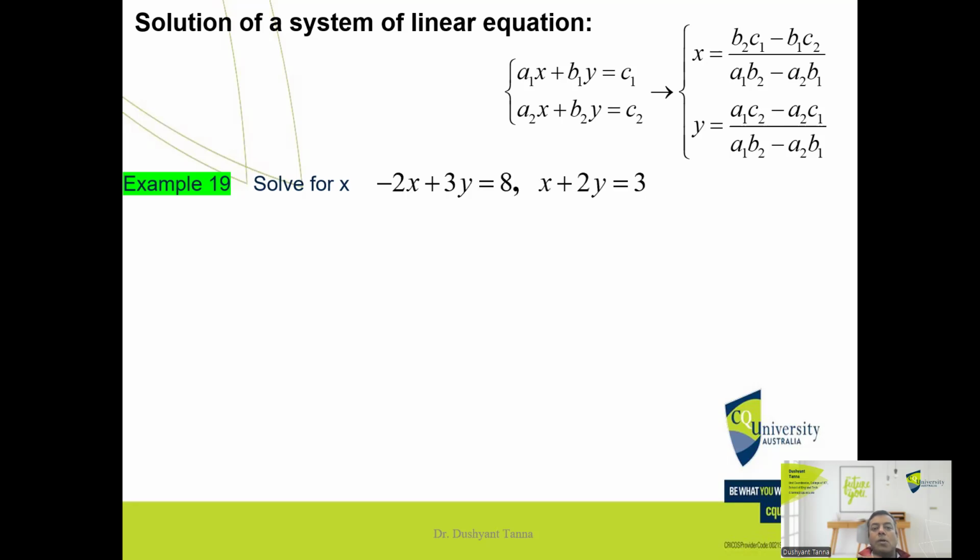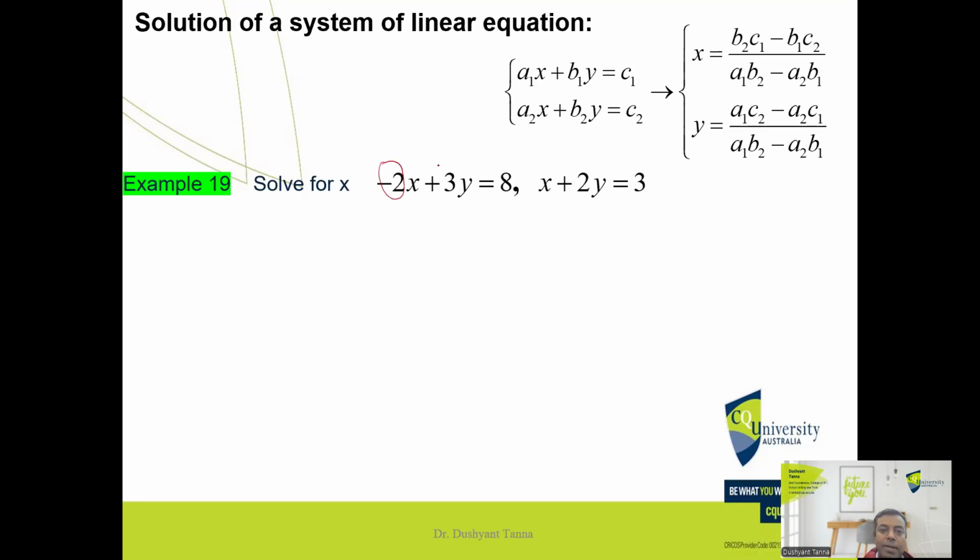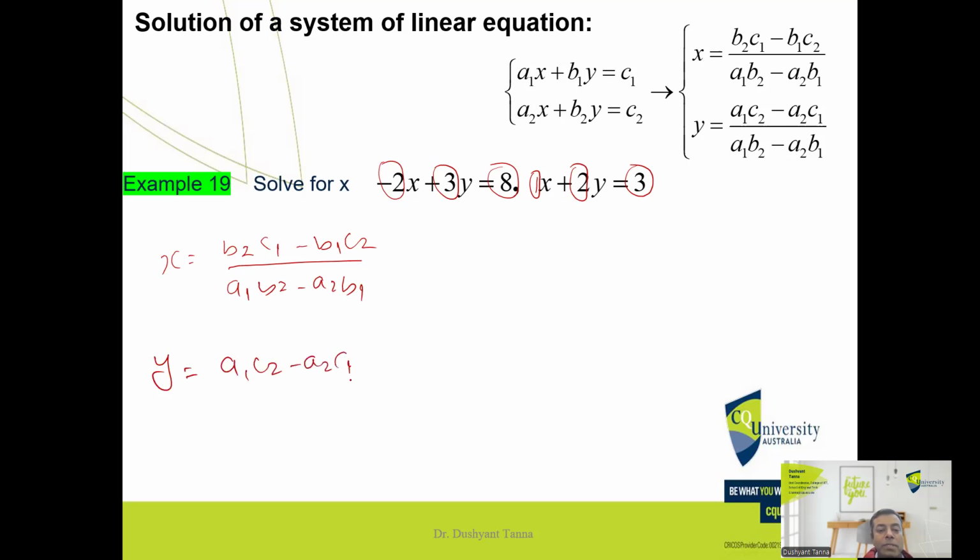Right. So let's identify. Prior to that, we rewrite. So this is my A1, B1, C1, A2, B2, C2. We just plug into this formula. So my X, I'll write the formula: B2C1 minus B1C2 divided by A1B2 minus A2B1. And Y is A1C2 minus A2C1 divided by A1B2 minus A2B1.